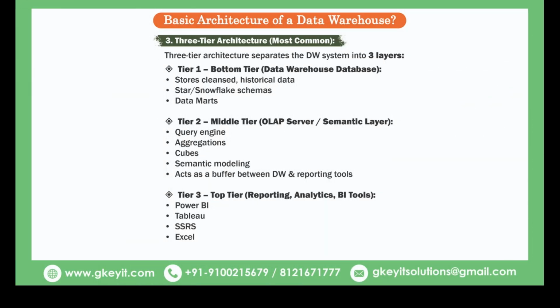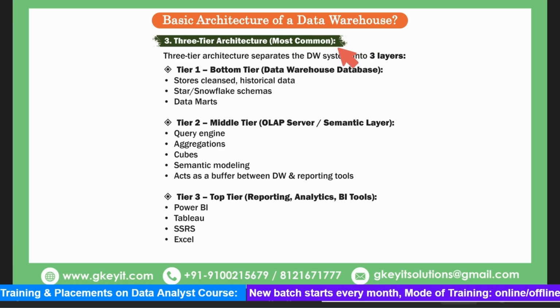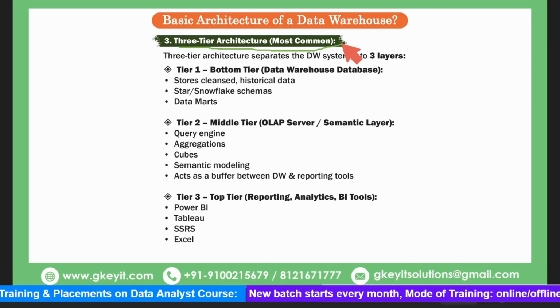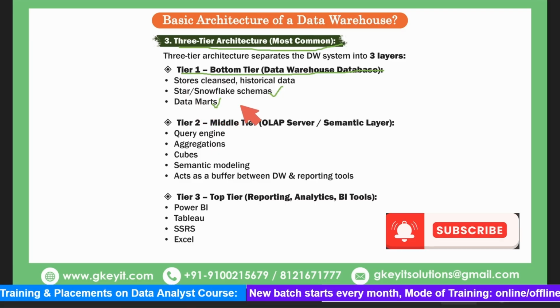Coming to the third architecture, that is three tier architecture. It is most commonly used. We have discussed it in all the previous classes, and in real time also we will be using this three tier architecture only. Three tier architecture separates the data warehouse system into three layers. The first tier is the bottom tier, which is the data warehouse database. It stores cleaned historical data. Star and snowflake schemas are available here. Data marts are also available here for specific business areas. The data goes into the particular business data marts.